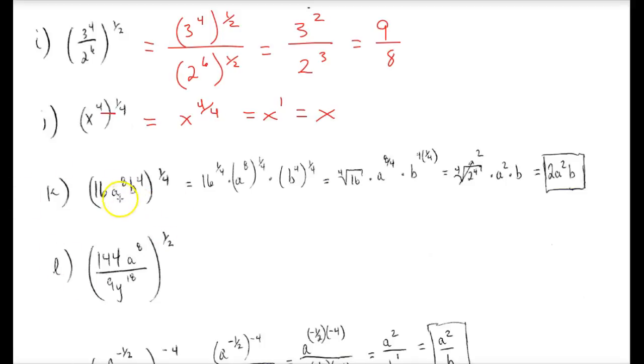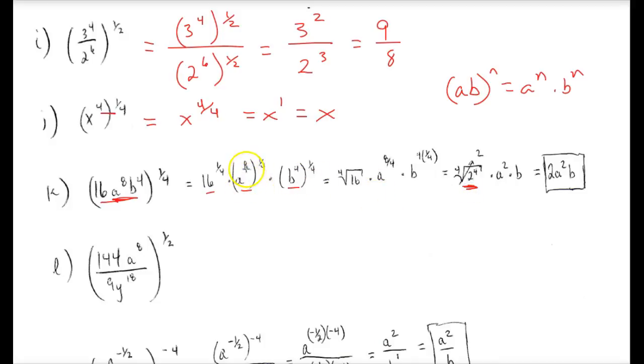For example K, we see that we have 16a raised to the 8th, b raised to the 4th, and all that raised to the 1/4 power. So according to the same rule here, and I'll go ahead and rewrite it again, we can raise every factor inside the parenthesis to the 1/4 power. So that's what we do here, here, and here. We see that the 4th root of 16 just ends up being 2, because we know that 16 is 2 raised to the 4th power. That's what we see here.